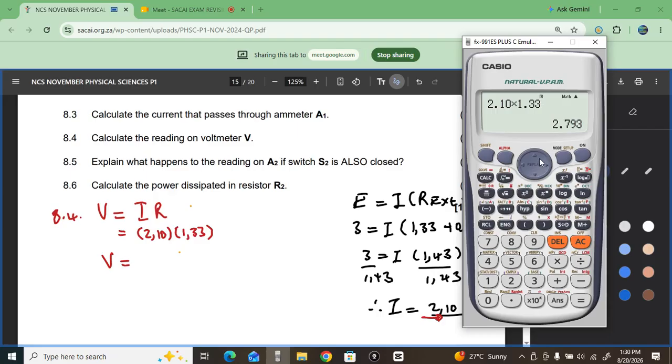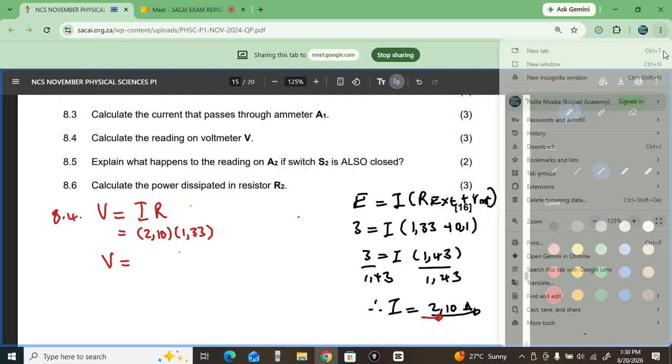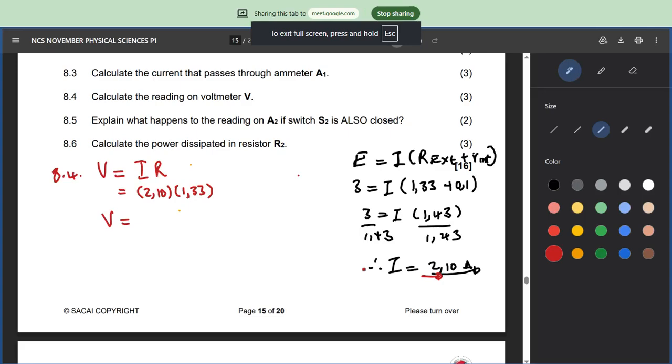We round it off to 2 decimal places, so it's just 79. The deciding digit is 3. So 3 is the one that says we don't have to change the 9. We leave the 9 like that if we're rounding off to 2. But if you're rounding off to 1, that's when it's going to be 2.8 only. Okay. So this will be 2.79 volts.